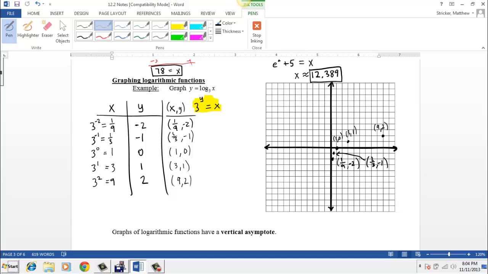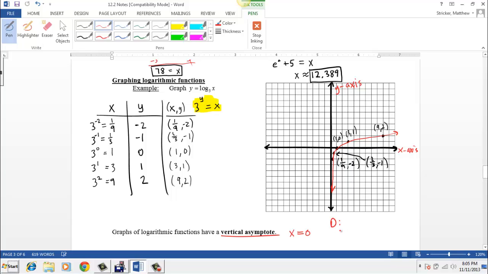And so this particular logarithmic function has the shape. Again, it's getting closer and closer to the y-axis, but never touching it. Remember what we call that line that it gets closer and closer to but never touches? We call it a vertical asymptote, and in this case it's the line x equals 0.